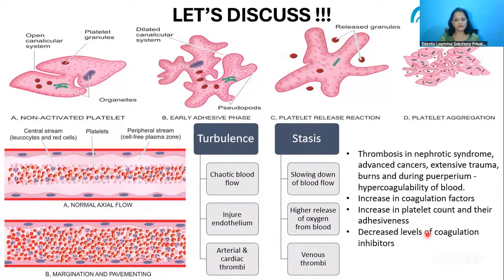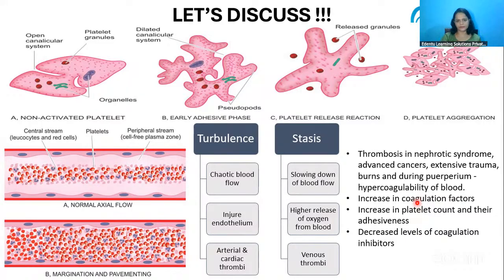Okay, hypercoagulability of blood is usually seen in thrombosis that happens in nephrotic syndrome, advanced cancers, extensive trauma, and burns. Because of this hypercoagulable blood, the coagulation factors are released more and more, the platelet count is increased and their adhesiveness is also increased, and the coagulation inhibitors are decreased. Okay, so all these three factors lead to thrombosis formation.